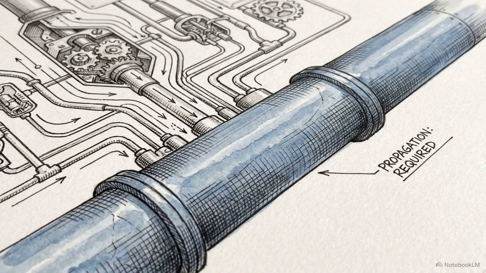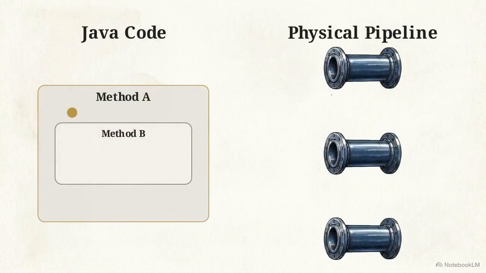Spring's default propagation is REQUIRED. This forces nested methods to join the active physical transaction instead of starting a new one. Left, Java code; right, shared physical pipeline.